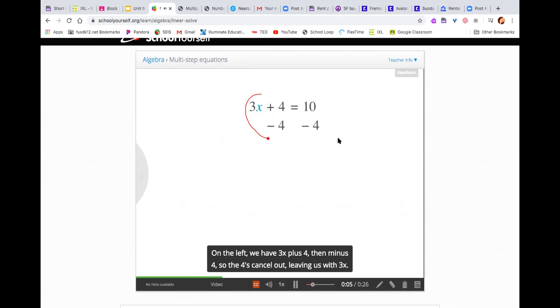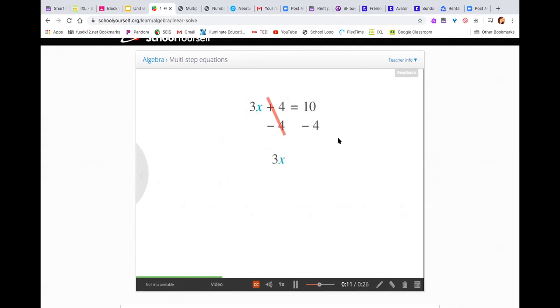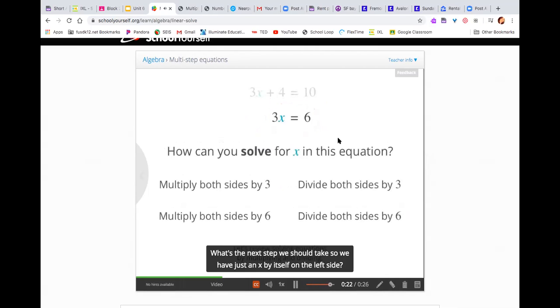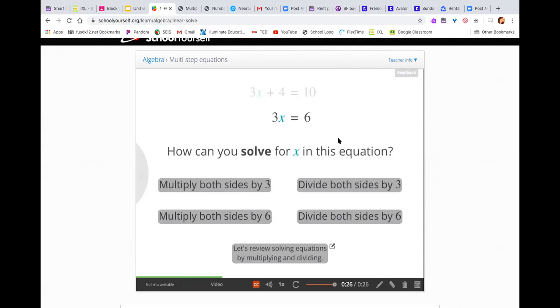On the left, we have 3x plus 4, then minus 4, so the 4's cancel out, leaving us with 3x. Perfect. And on the right, we have 10 minus 4, which equals 6. Okay, so now let's try to solve this simpler equation. What's the next step we should take so we have just an x by itself on the left side?